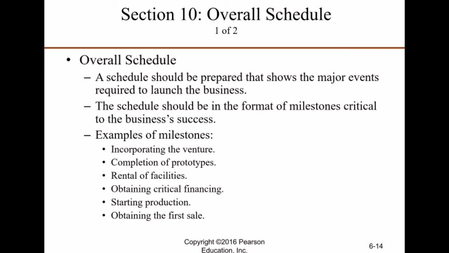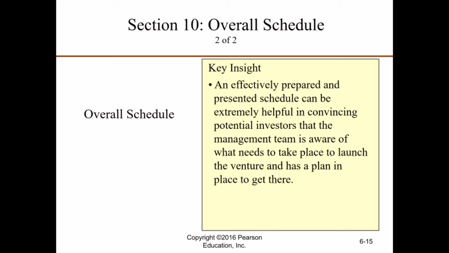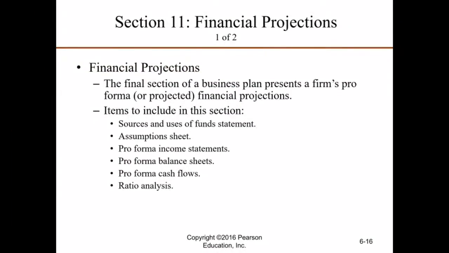Okay, next section is section 10, the overall schedule. Here, a schedule should be prepared that shows the major events required to launch the business. The schedule should be in the format of milestones critical to the business's success. Examples are incorporating the venture, completion of the prototype, rental of facilities, obtaining critical financing, starting production, obtaining the first sale. Here, the key is an effectively prepared and presented schedule can be extremely helpful in convincing potential investors that the management team is aware of what needs to take place to launch the venture and has a plan in place to get there.